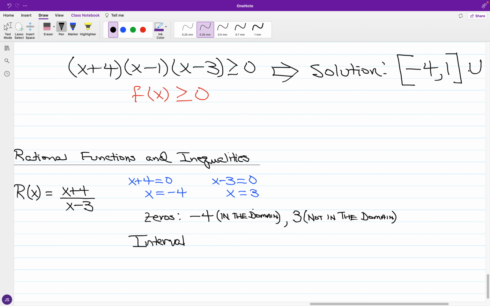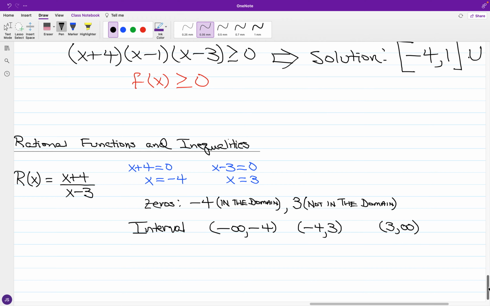Now for the interval portions, we have the lesser of the two zeros, negative 4. So those values of x less than negative 4. You have those values of x greater than negative 4 and less than 3. And we have those values of x greater than 3.